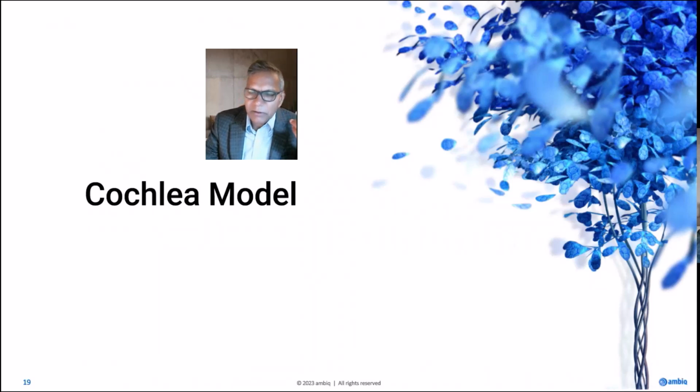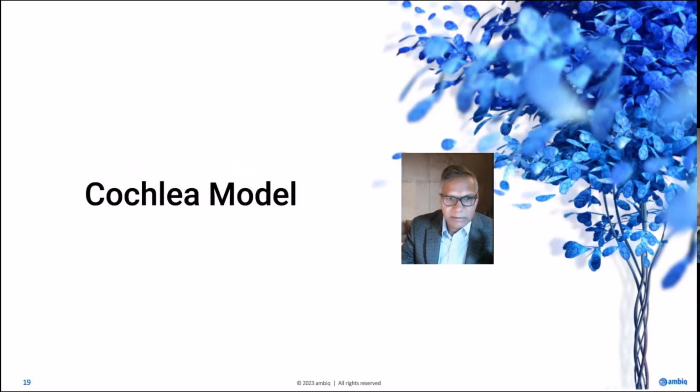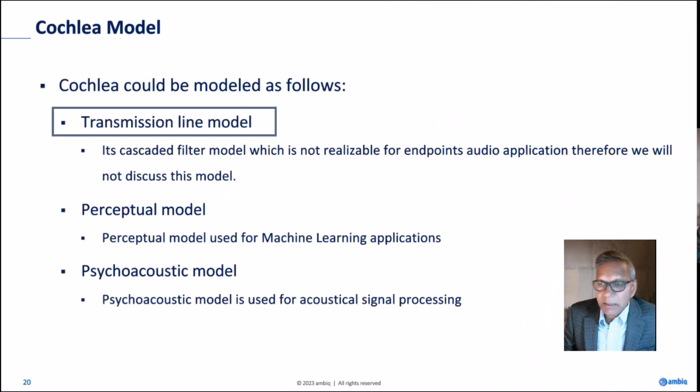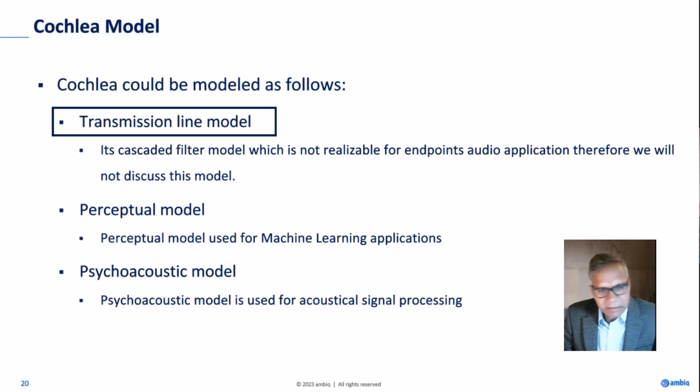So let's go back to how you model our cochlea. There are three models. First is a transmission line model, which is not realizable. It's expensive. It adds latency. And by the way, our mind processes signal in chunks of 10 milliseconds. We'll come back to what that means. So any processing we are doing needs to be completed under 10 milliseconds. The transmission model does not offer us that flexibility, so we'll discard it here.